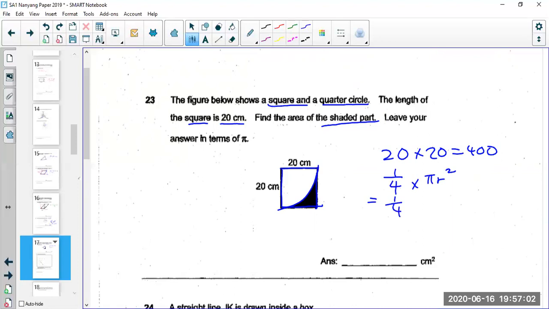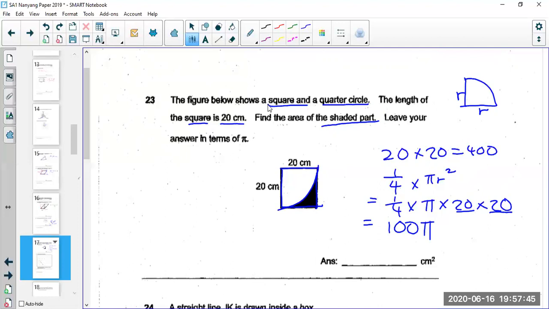So 1/4, leave your answer in terms of pi. So you don't have to write 3.14. Okay. And what's the radius? Every time you see a quadrant, the radius is the two sides. The two sides are the radius already. So you times 20 times 20. Okay. So what do you get? You take 20 times 20, 400, right? Then divide by 4, that will be 100. Understand? Right? 20 times 20 is 400. Then 400 times 1/4 or divide by 4, you get 100. And then 100 times pi. So what's the area of the quadrant?